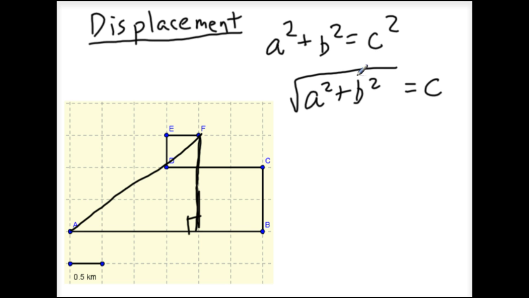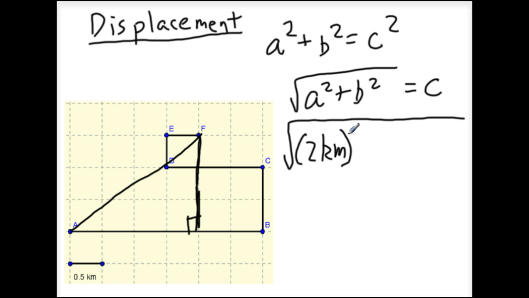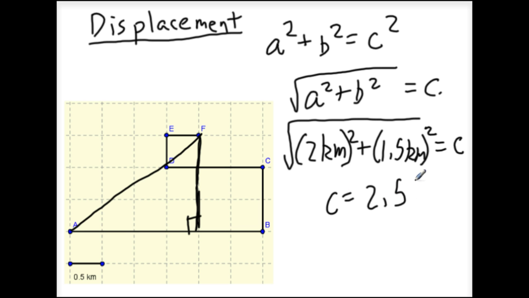Okay, so let's figure out what our a's and our b's are. In walking 4 boxes to the right, he has walked 2 kilometers. I'm going to plug that in as my a and square that value, and add that to 1.5 kilometers squared, which is the distance that he has traveled north. I'm going to set that equation equal to c. C is equal to 2.5 kilometers.